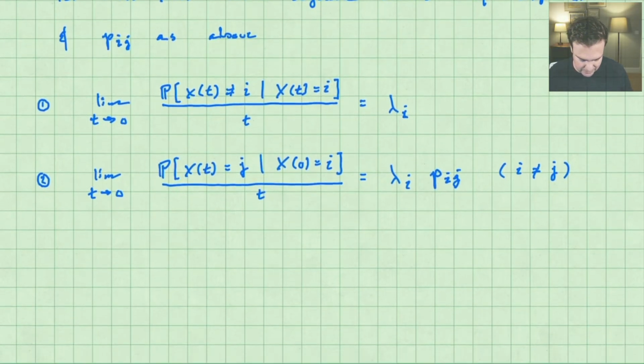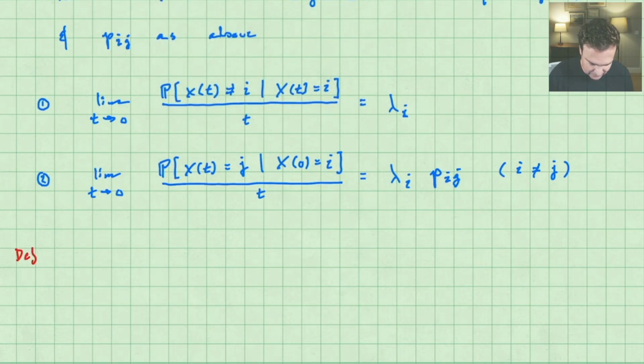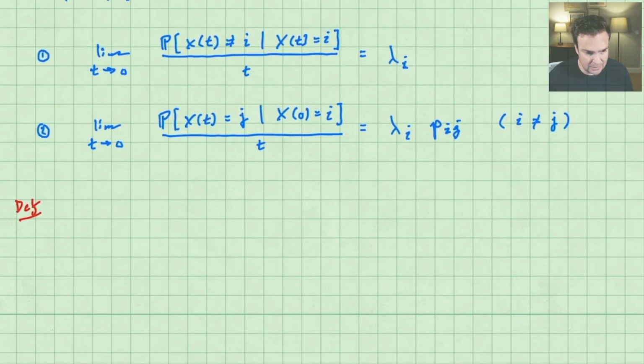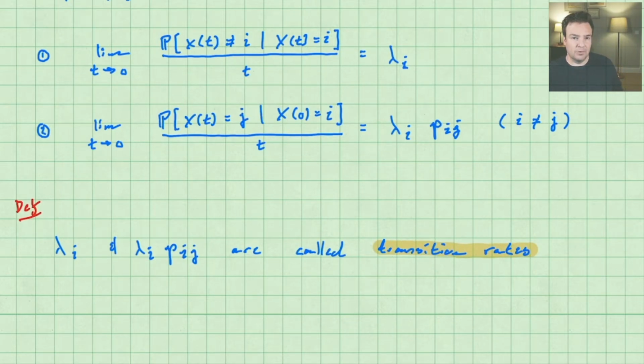So that's our proposition, and we're going to prove it, but I'll give you a quick definition here. I don't think this is given as a definition in the notes, but it's useful this way. These quantities collectively, lambda_i and the product lambda_i times p_ij, are called transition rates. That's just the name for these. All right, so now we can work on the proof.